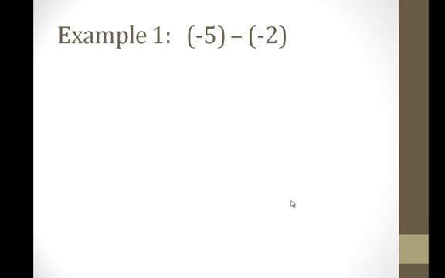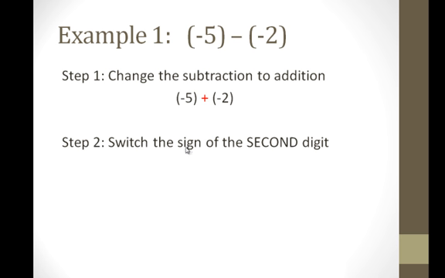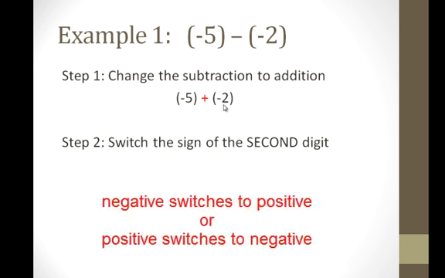Now let's get into some subtraction. So here I have -5 subtract by -2. The first step you have to do here is change this subtraction sign into an addition. Step 2, switch the sign of the second digit. -5 is the first digit, -2 is the second digit. So I'm going to switch the sign. If it's a negative, I'm going to make it into a positive, and if it's a positive, I'm going to make it into a negative.